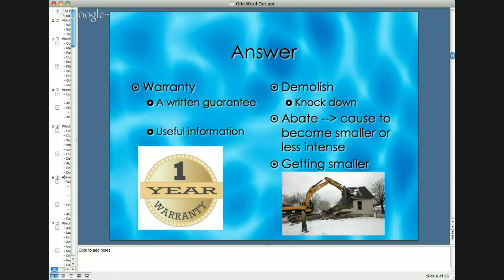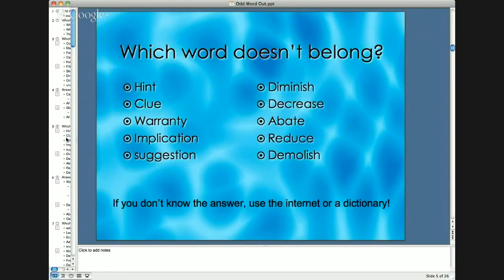So all the other ones don't have to do with a written guarantee, right? They have to do with useful information. So a hint, a clue, an implication, or a suggestion all have to do with useful information. What about the next one? Diminish, decrease, abate, reduce, demolish.